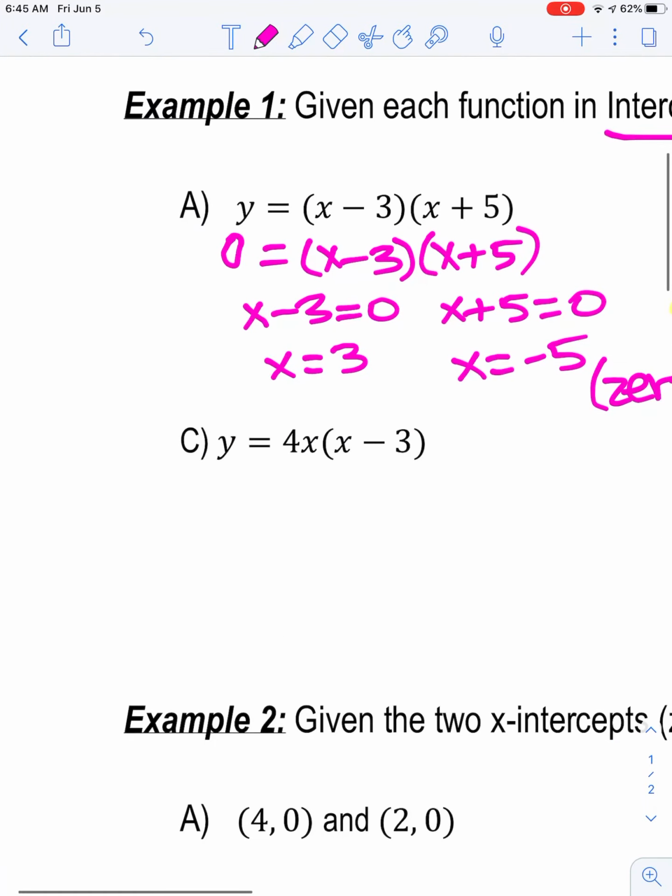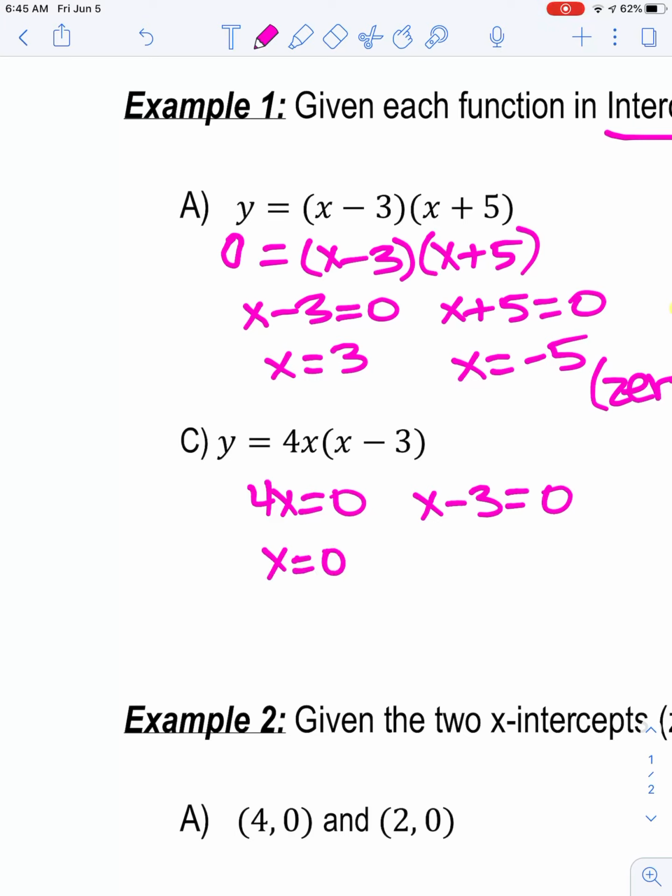Part C, I have a 4x equal to 0 and an x minus 3 equal to 0. Here I get x equals 0, and here I get x equals 3. To write those as ordered pairs, I have an x-intercept at (0, 0), and another one at (3, 0).